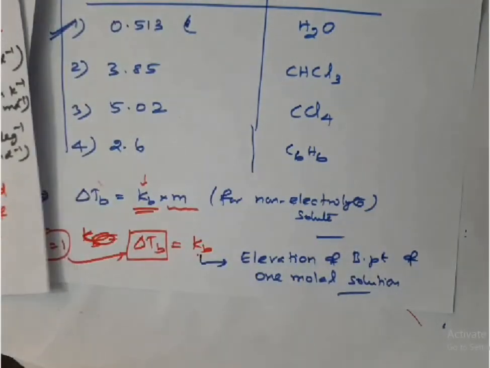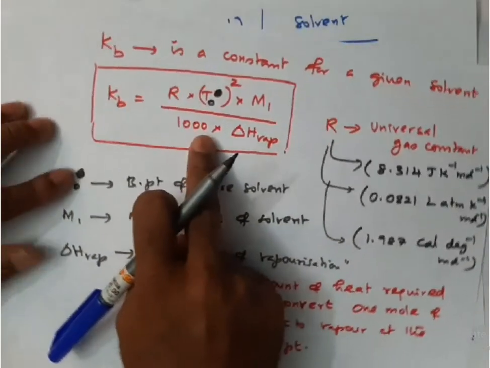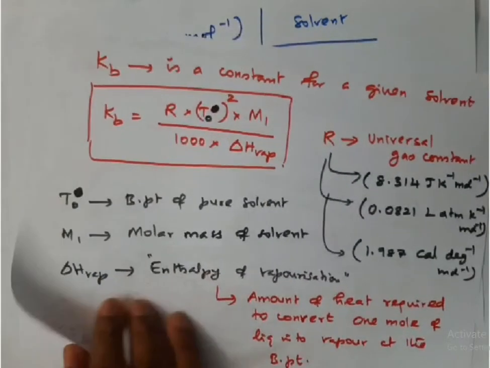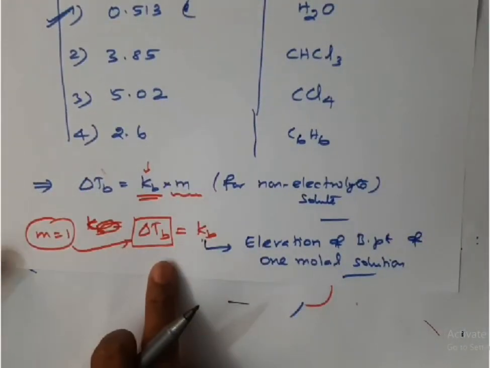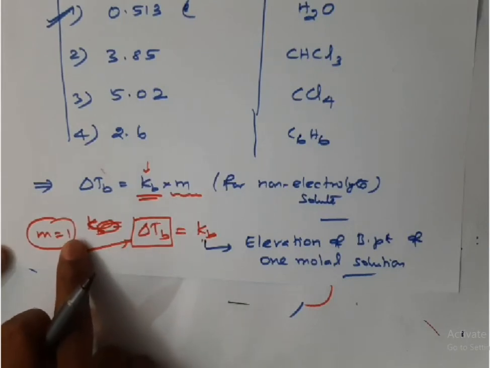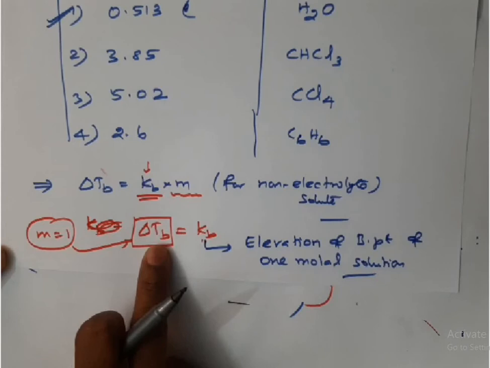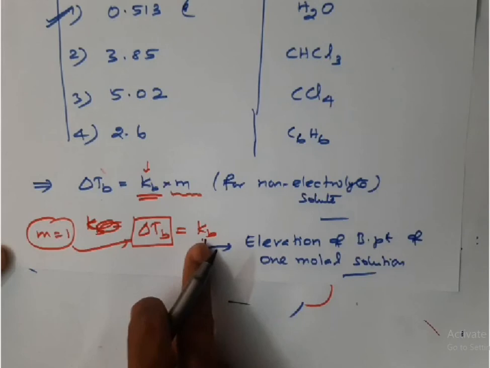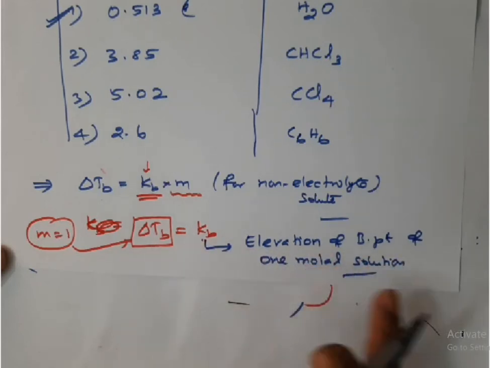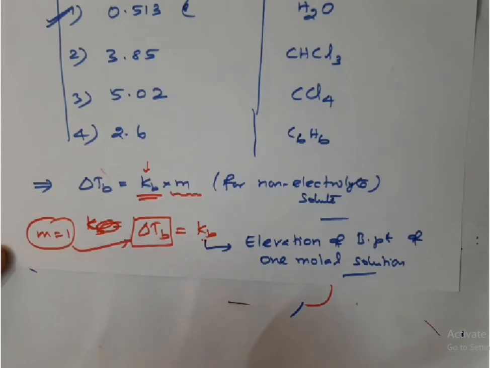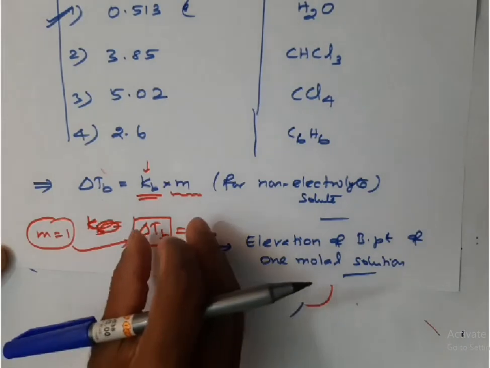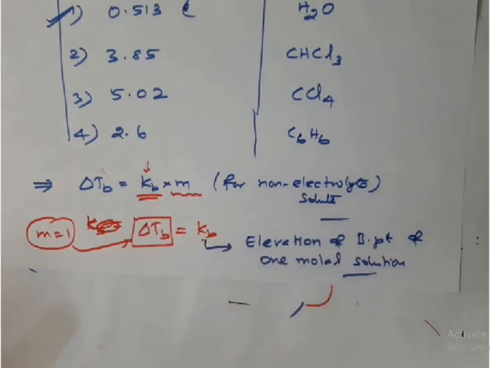Using this formula is the theoretical method. Theoretically, you can calculate Kb using this formula. You can also determine it experimentally: you prepare a 1 molal solution and find the elevation in boiling point, and that elevation in boiling point is nothing but Kb. So Kb is the elevation of boiling point of a 1 molal solution. If you add some amount of solute and get a 1 molal solution, whatever elevation of boiling point comes is the ebullioscopic constant. Is it clear, students?